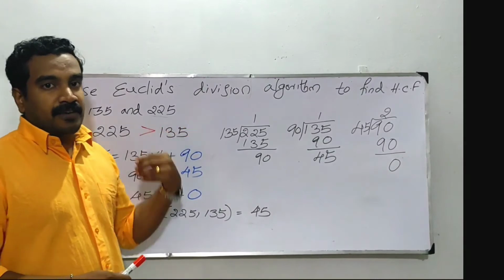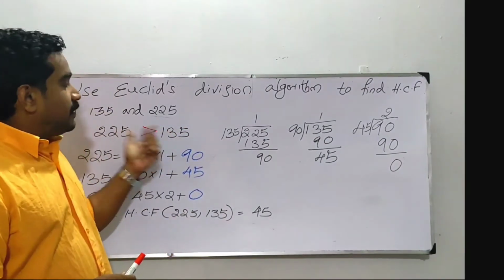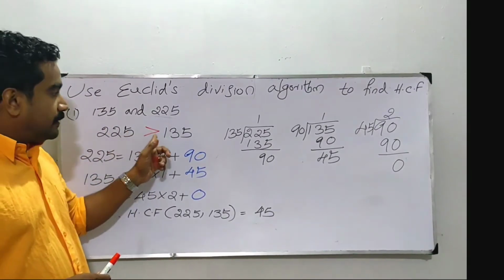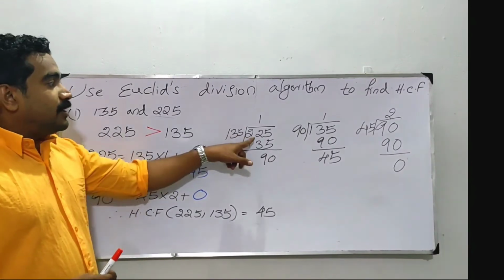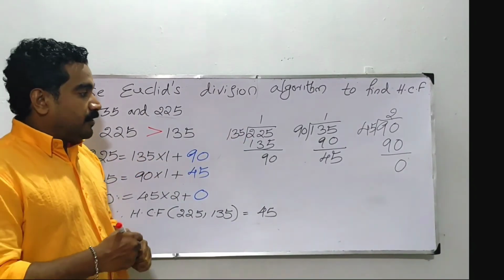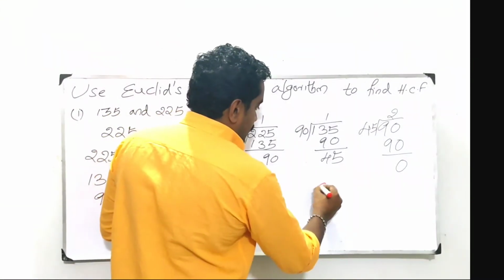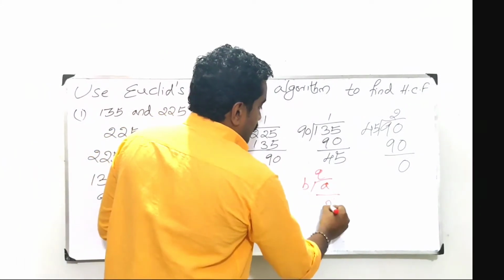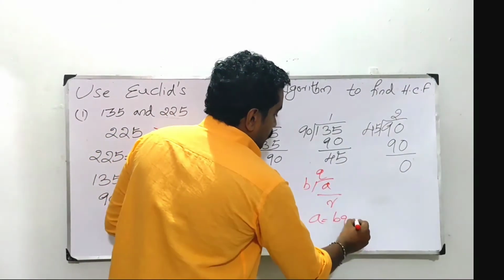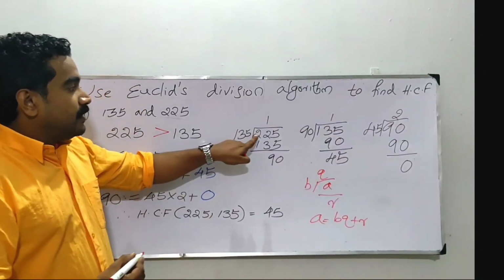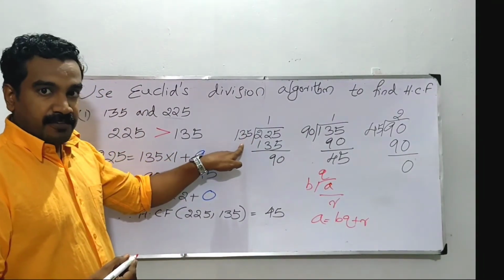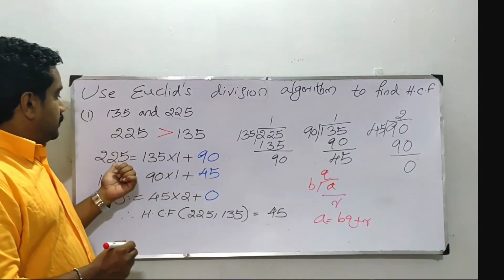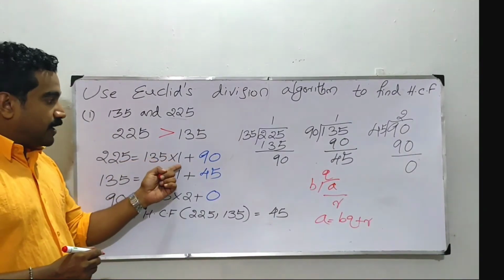When we compare 135 and 225, 225 is greater than 135. So first we want to write the largest number first, 225 is greater than 135. The next step is divide 225 with 135. We already discussed that if A is an integer and B is another integer, and you divide A with B, you will get quotient Q and remainder R. Then you can write A equal to BQ plus R. Same way, 225 is the dividend, 135 is the divisor. So the quotient is 1 and the remainder is 90. So we can write 225 is equal to 135 into 1 plus 90.